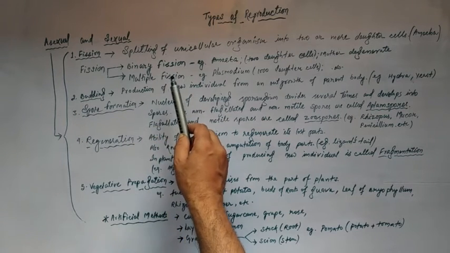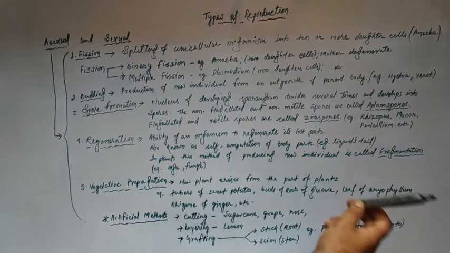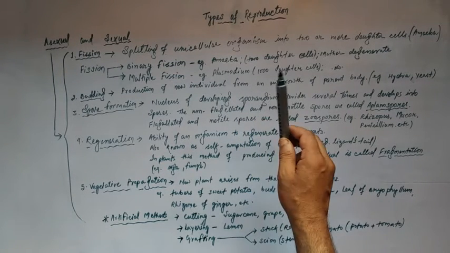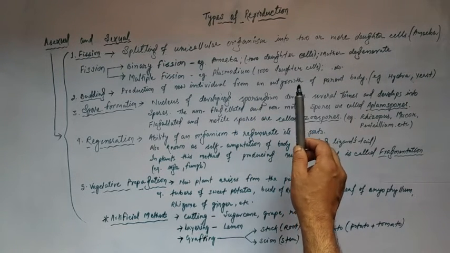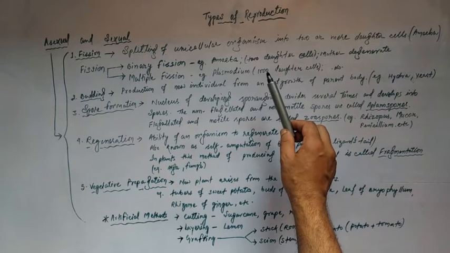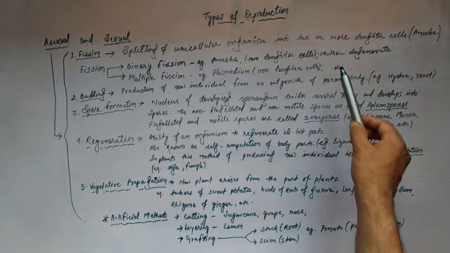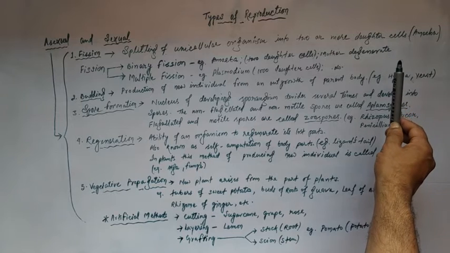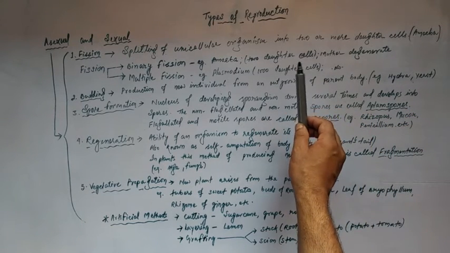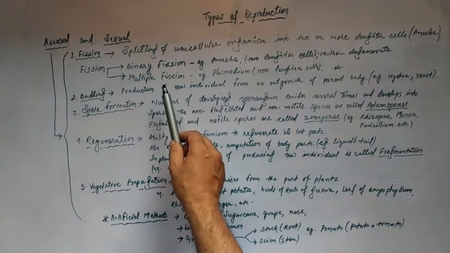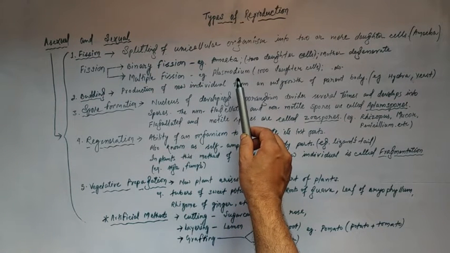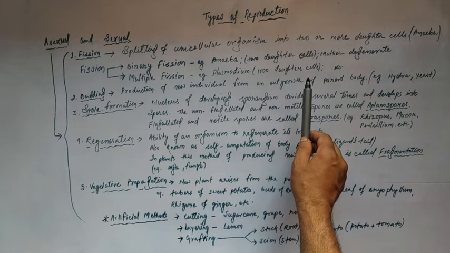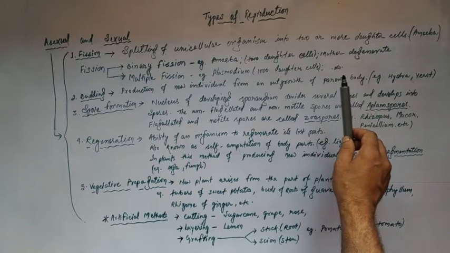In binary fission, for example amoeba, the mother itself grows into an adult and divides into two daughter cells. In this process, the mother cell finally degenerates. That means there is no mother after the production of the daughter cells. In multiple fission, for example in Plasmodium, at a time more than 1000 daughter cells are produced. Here also the mother cell degenerates.